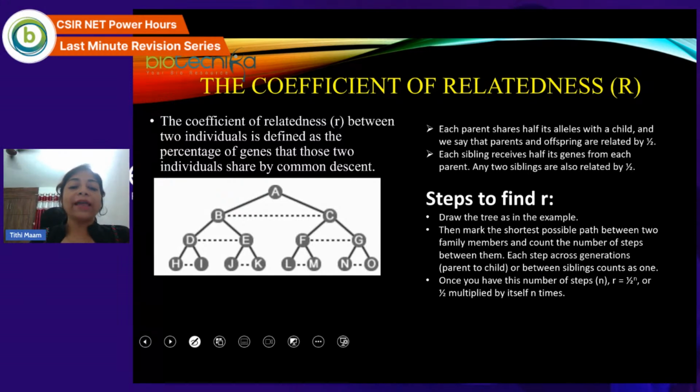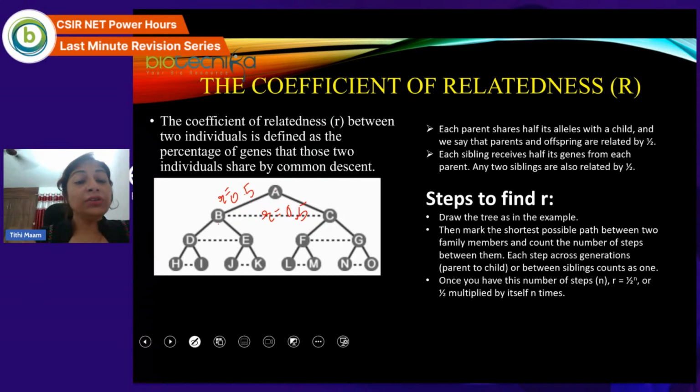Okay, so for calculating R, you have to understand that the relatedness between parent and offspring is 0.5. R is equal to 0.5. Similarly, between two offsprings, two siblings, the relatedness is also equal to 0.5. So whether you are moving across the solid line, that is from offspring to parents, or across the dotted line, that is across the siblings, the genetic relatedness is 0.5.